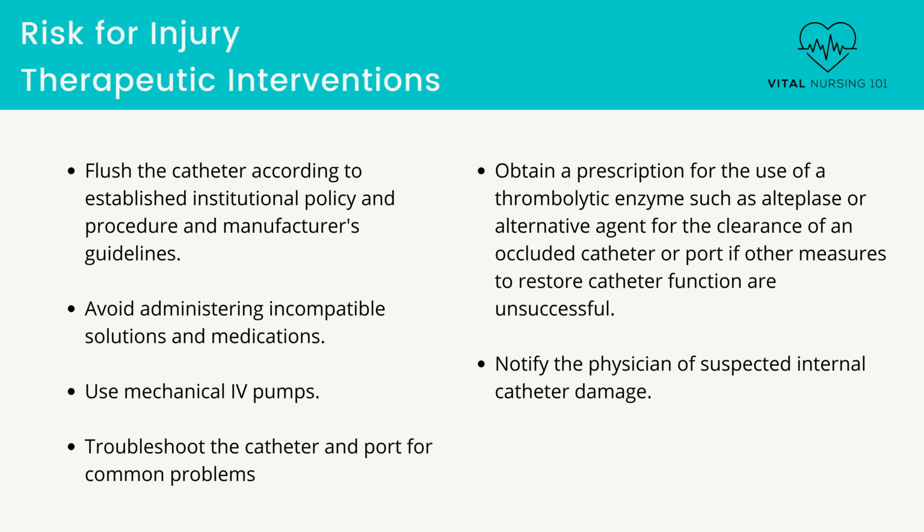Obtain a prescription for the use of a thrombolytic enzyme, such as alteplase or alternative agent for the clearance of an occluded catheter or port if other measures to restore catheter function are unsuccessful. Clots and precipitates in central venous access devices are a relatively frequent complication. Alteplase is used to dissolve blood clots, and hydrochloric acid or sodium bicarbonate can be used to remove drug precipitates. Notify the physician of suspected internal catheter damage. Catheter replacement may be indicated.